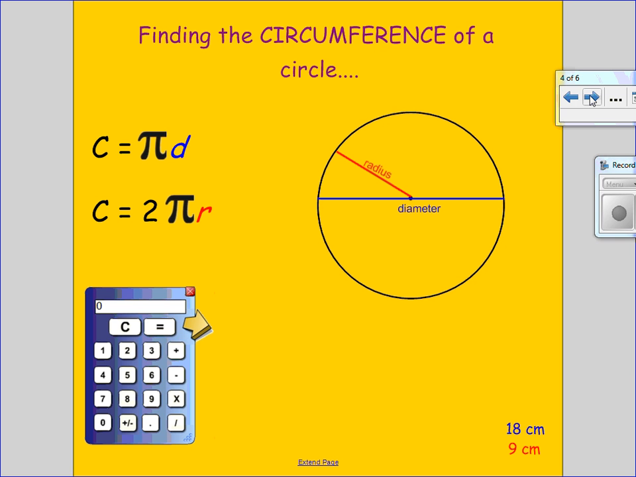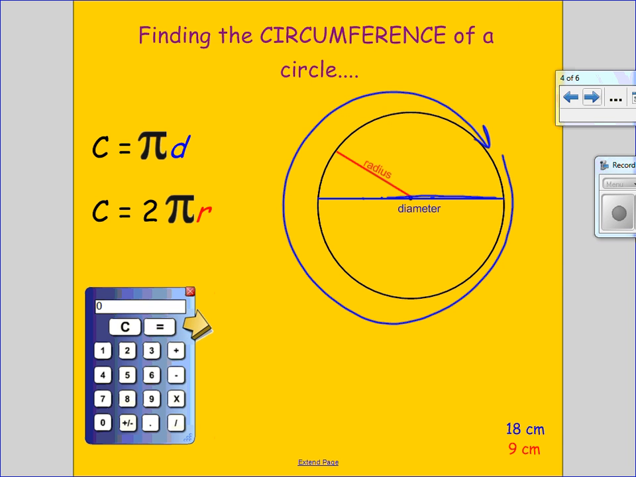Okay, so how do we find the circumference of a circle? We use formulas again. There are two formulas for finding the circumference of a circle. Circumference equals pi times d, the diameter. So you just take 3.14 times the diameter and you get the distance around, okay?